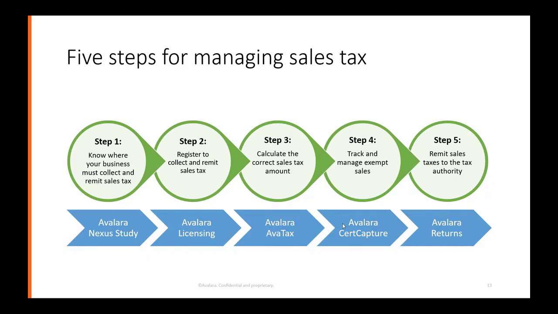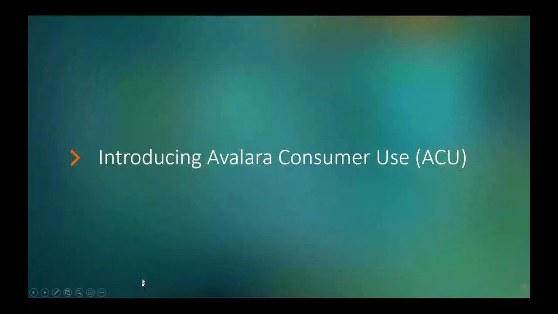And then once we know where you're registered and we get you registered in those locations, then comes the introduction of Avalara AvaTax to calculate the sales tax needed for any location, or let you know a transaction that should be exempt from sales tax as well, backed up with an exemption certificate on file, tracked through CertCapture, and eventually file the returns on your behalf. So very quickly, at a very high level, that's how the application works. I'm going to pass this over to Jason to talk about consumer use tax.